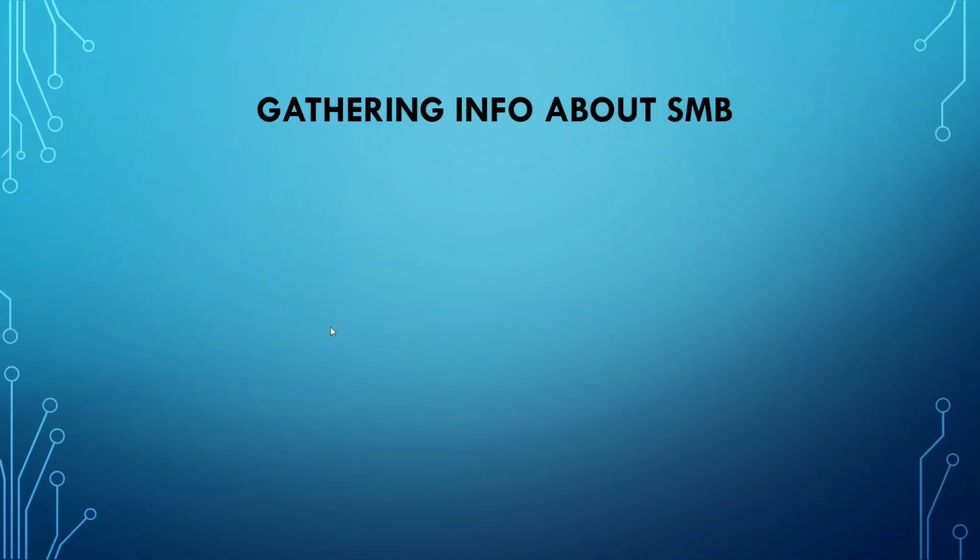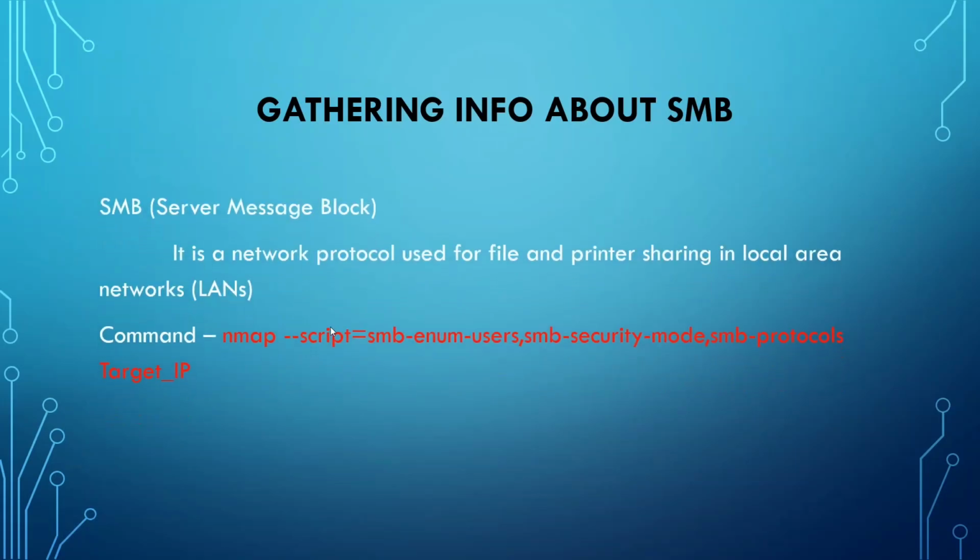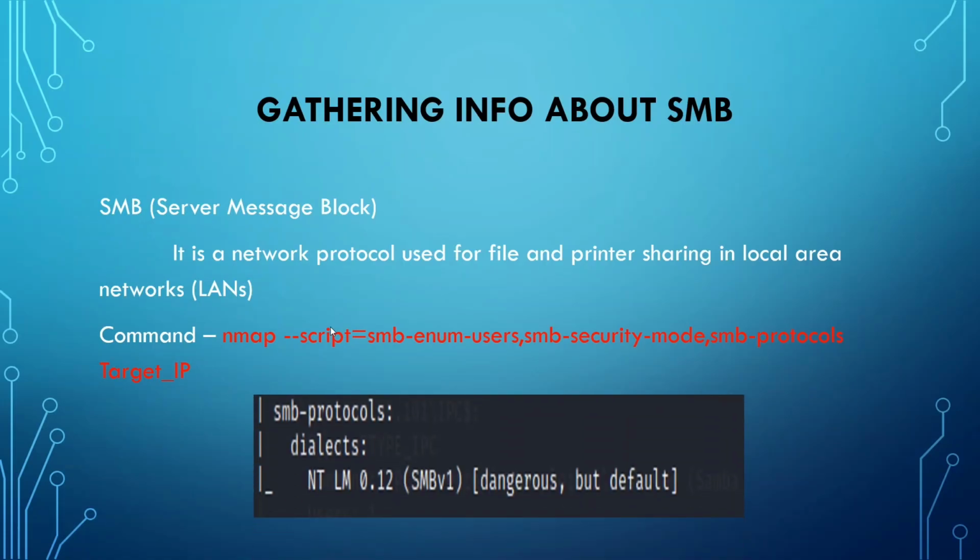Next, we have to gather information about the SMB. When we performed Nmap, we saw that port number 445 is open, which is SMB. So we are going to try to gather information about the SMB. As I already told, SMB stands for Server Message Block. It is a network communication protocol used for file and printer sharing. We are once again going to utilize Nmap to gather information about the SMB. The command to do this is this. So we'll try it in Kali itself.